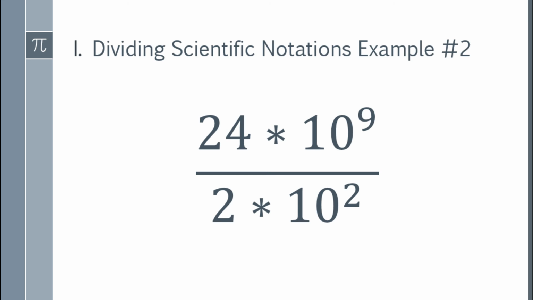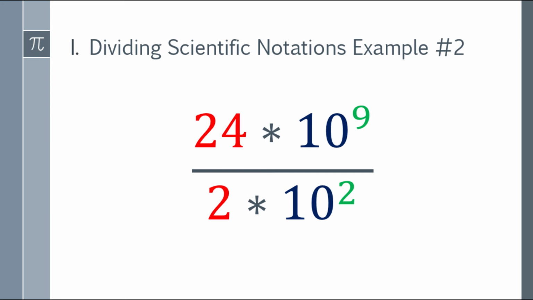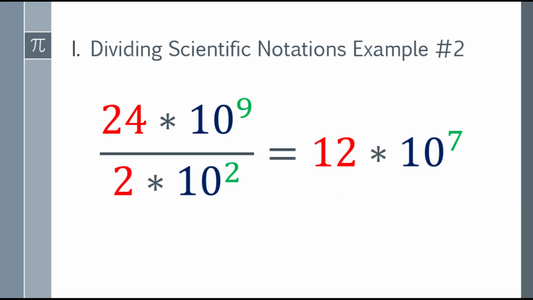Moving on, let's have example number 2. We have sa numerator part, meron tayong 24 times mo daw siya sa 10 to the 9th power. Over mo sa denominator, that will be 2 times 10 squared. Okay. So, paano to? So, same lang naman din siya. Kinulayan ko lang muna. 24, divide mo ng 2, that will be 12. At ang 10 to the 9th power, divide mo siya sa 10 squared, 9 minus 2, that will be 7. So the final answer is 12 times 10 to the 7th power.